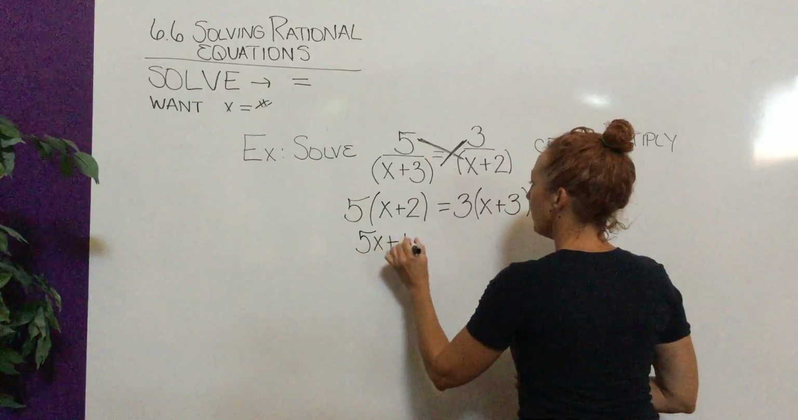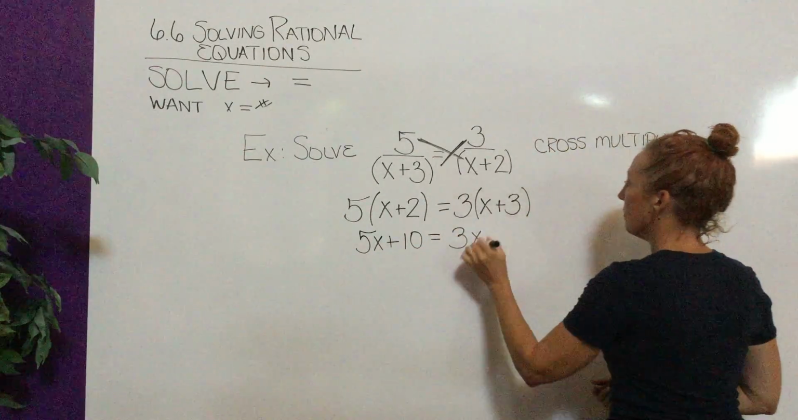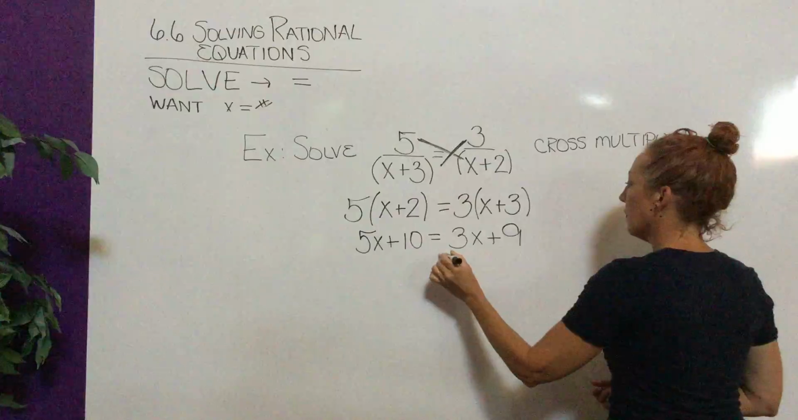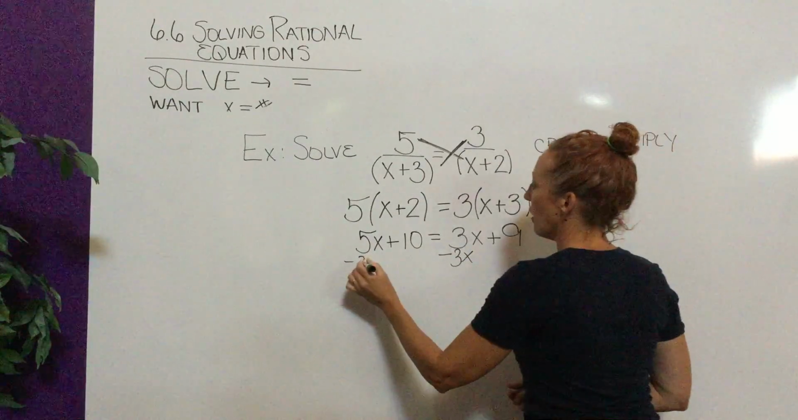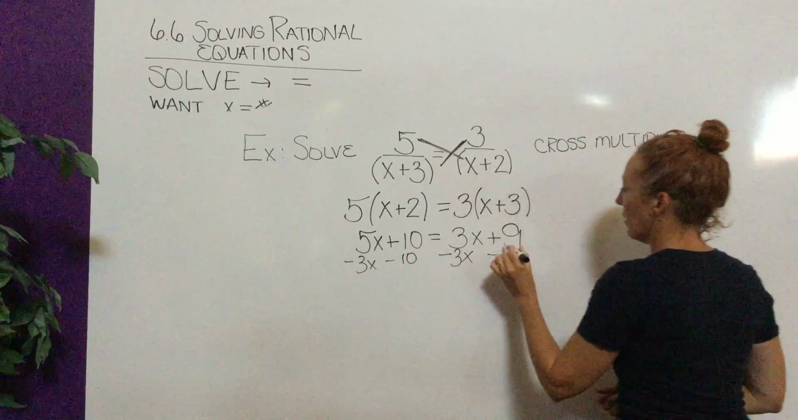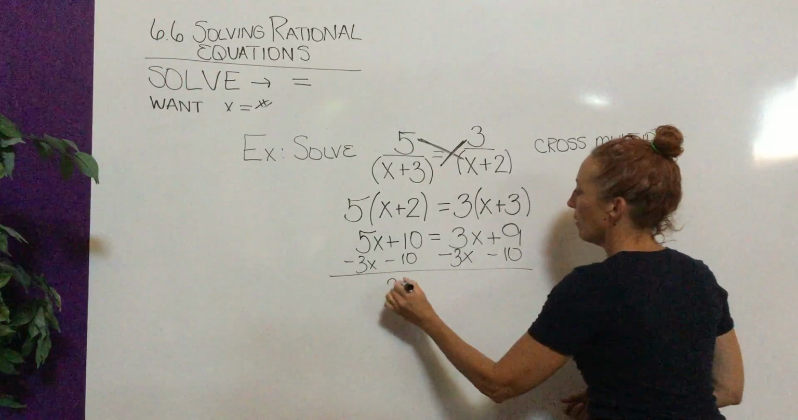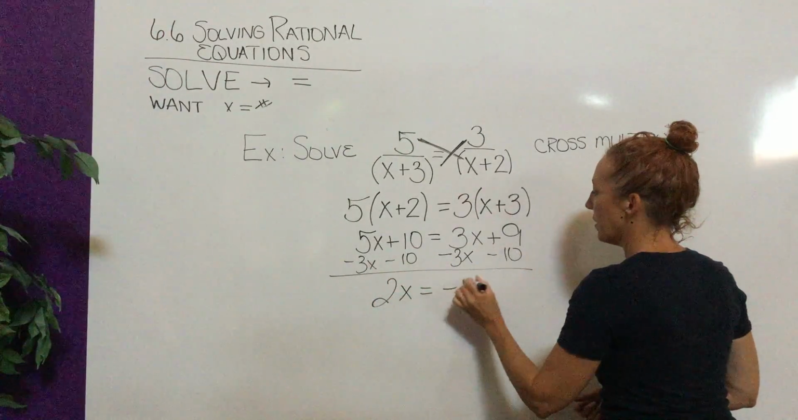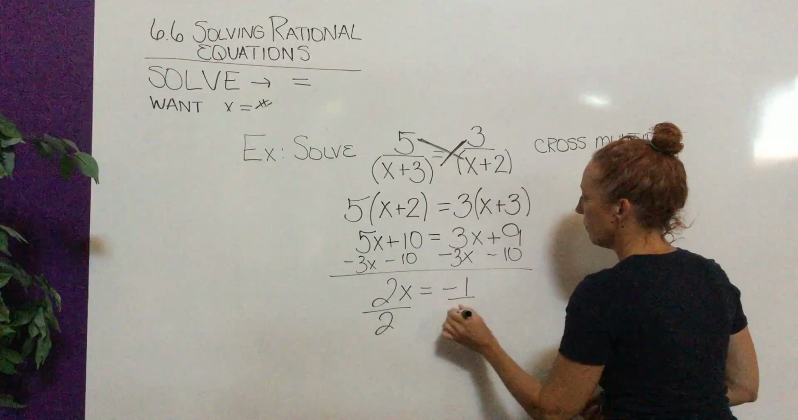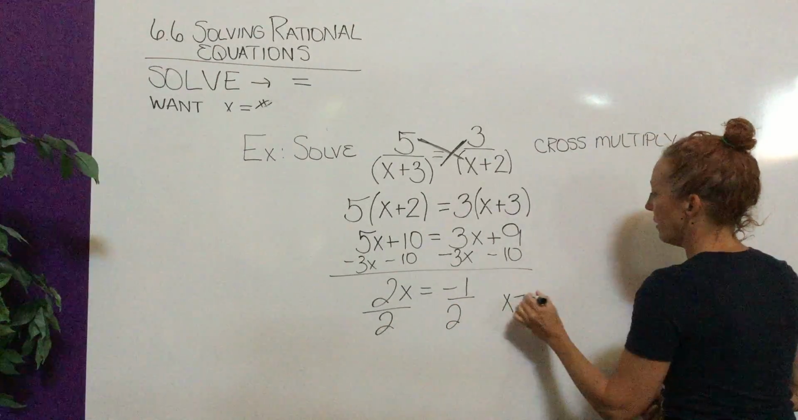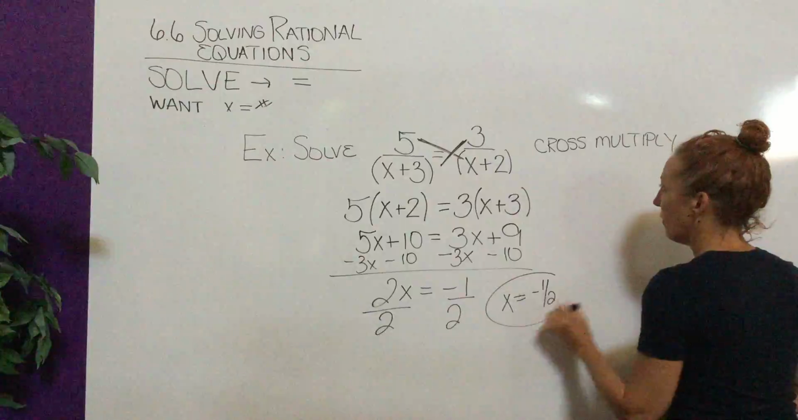And then you just wrap it up. Distribute the 5 and the 3. Take the 3x to the other side, take the 10 to the other side. So 2x equals -1. And so x is equal to -1/2.